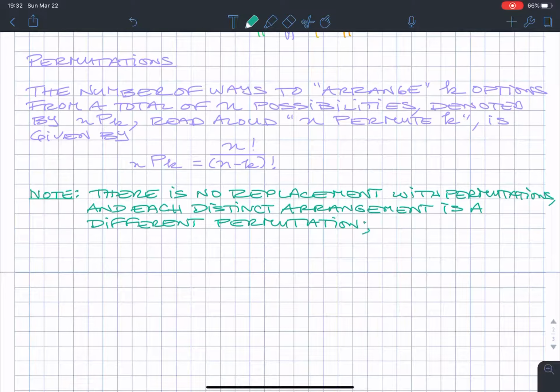So what do I mean by that? Well, for example, ABC will not be the same as ACB, even though I have the same three letters, but the arrangement is different. So this permutation is not the same as BAC. So the arrangement matters when it comes to permutation, and we don't replace the letters once we've chosen them. So that's what that note indicates.